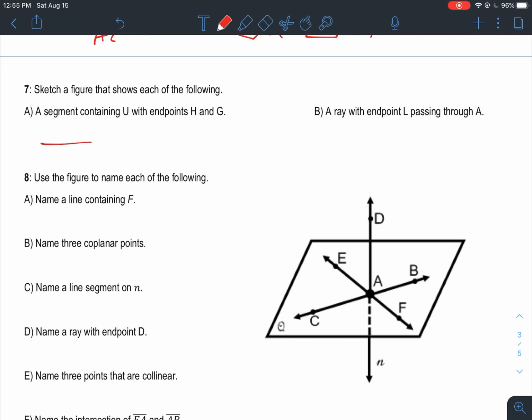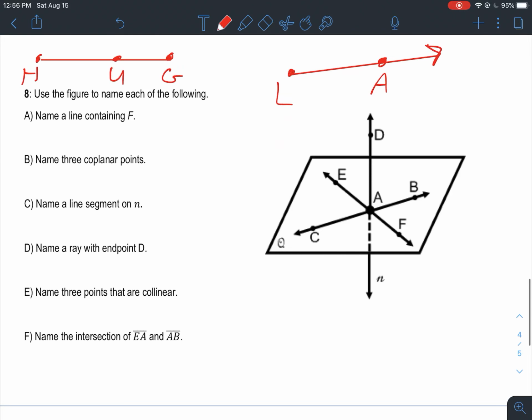Seven A says to draw a segment. So there's a segment. Endpoints H and G. And somewhere in the middle, anywhere you want, U. So that's one answer. 7B says to draw a ray. So a ray has one endpoint and one arrow. The endpoint is L. And anywhere on that ray, put an A.